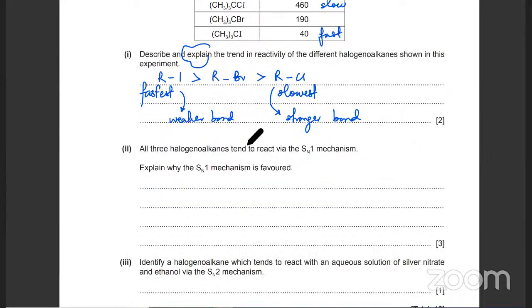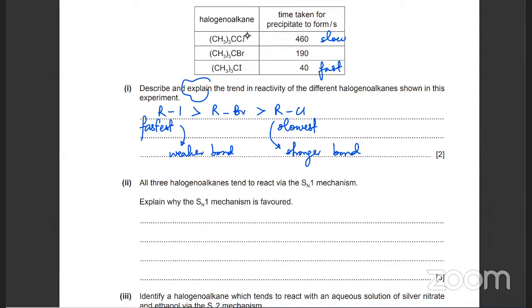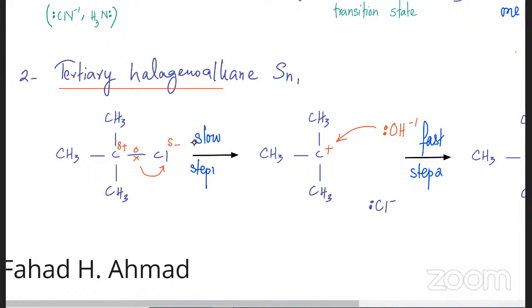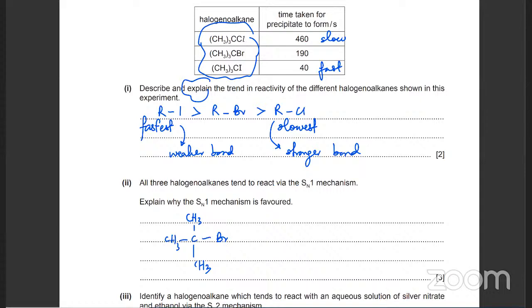Now, all three halogenoalkanes tend to react via the SN1 mechanism. Explain why the SN1 mechanism is favored. This one is a tertiary, and all three are basically tertiary halogenoalkanes. So what is the explanation? A tertiary halogenoalkane has three carbon chains on the alpha carbon atom. And the SN1 mechanism is this one, where the halogen breaks off first. In this case it's Cl. It will break off first, form a carbocation, and then the nucleophile would join in. I'm going to draw the mechanism.